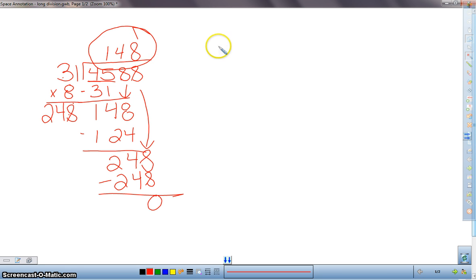Okay? Always feel free to take your numbers out to the side and check their multiplication tables. See if they're going to fit into your problem. That's what you have to do, is do some multiplication on the side.